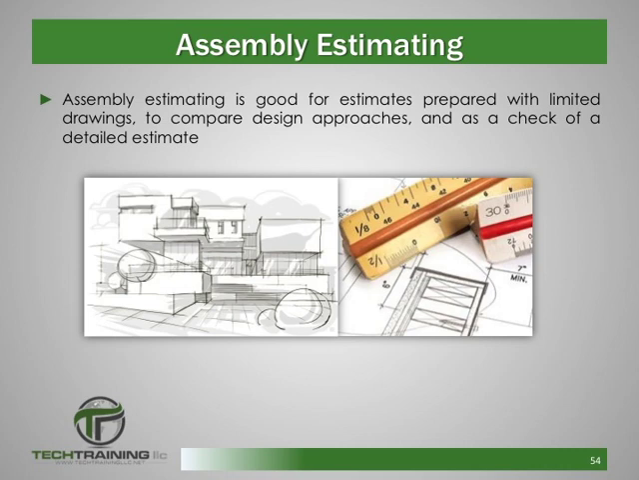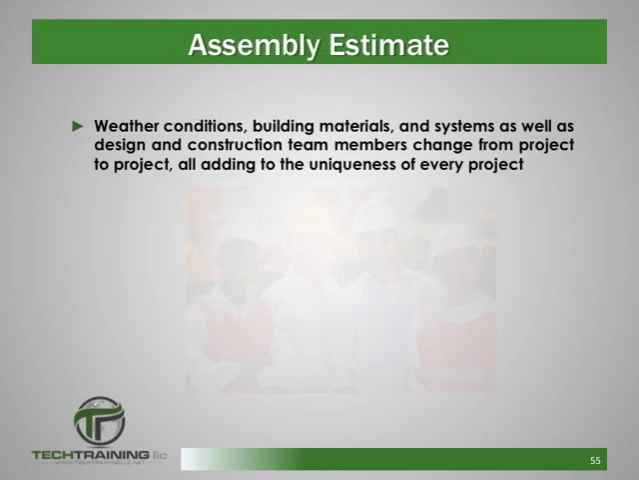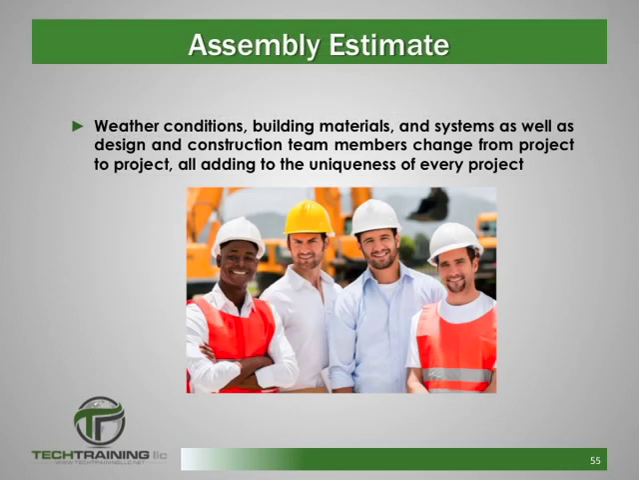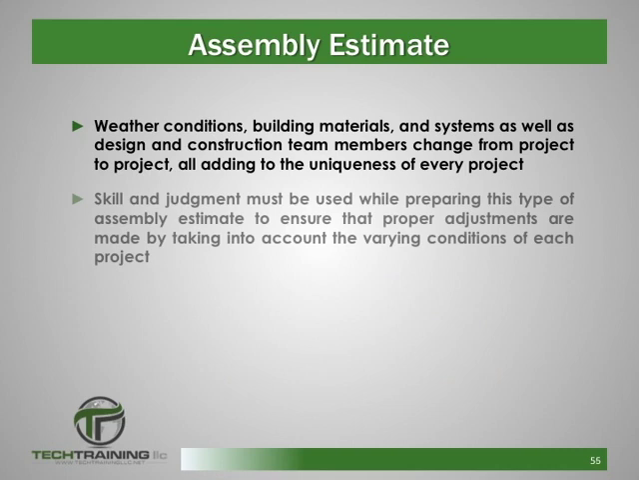As an example, a good estimate can be prepared with limited drawings. Furthermore, many estimators will use an assembly estimate as a check on a detailed estimate. Weather conditions, building materials, HVAC systems, as well as design and construction team members all change project to project. This all adds up to the uniqueness of every project. Skill and judgment must be used while preparing any type of estimate, but especially the assembly estimate. This ensures that proper adjustments are being made by taking into account the varying conditions of each project.